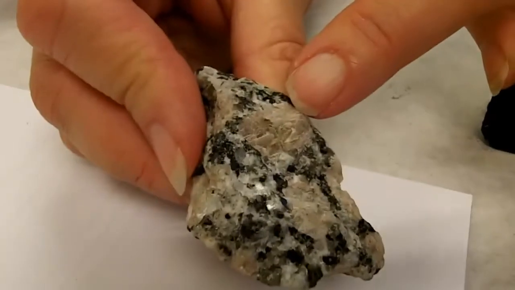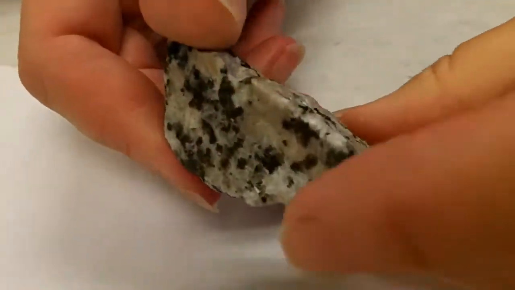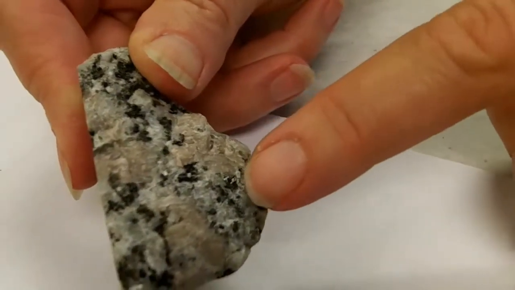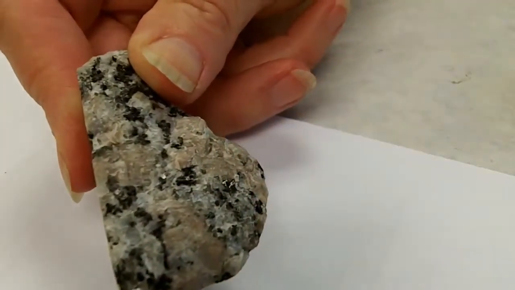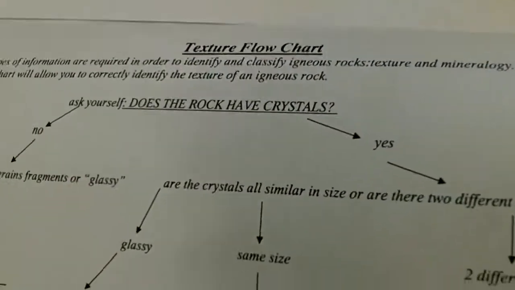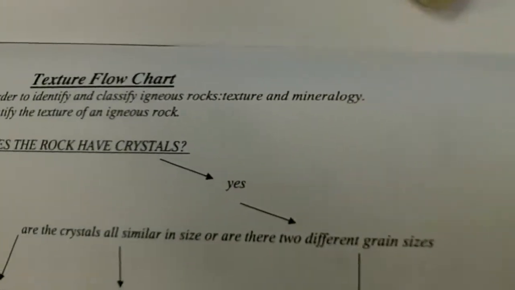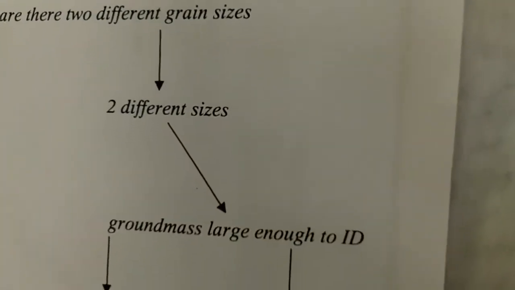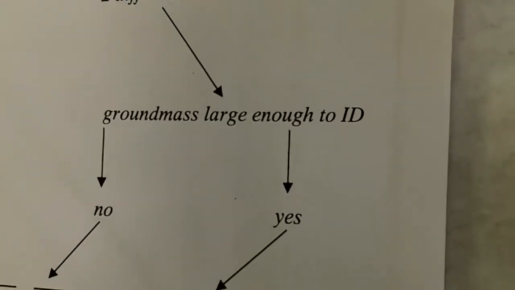So here's one of the large crystals, right? Mm-hmm. Here's another of the large crystals. Here's another, and you can see that the dark crystals are much smaller. So they have crystals. They're large enough to identify, but they are two different sizes, correct? The big ones are called the phenocrysts again. The small ones are called the ground mass.